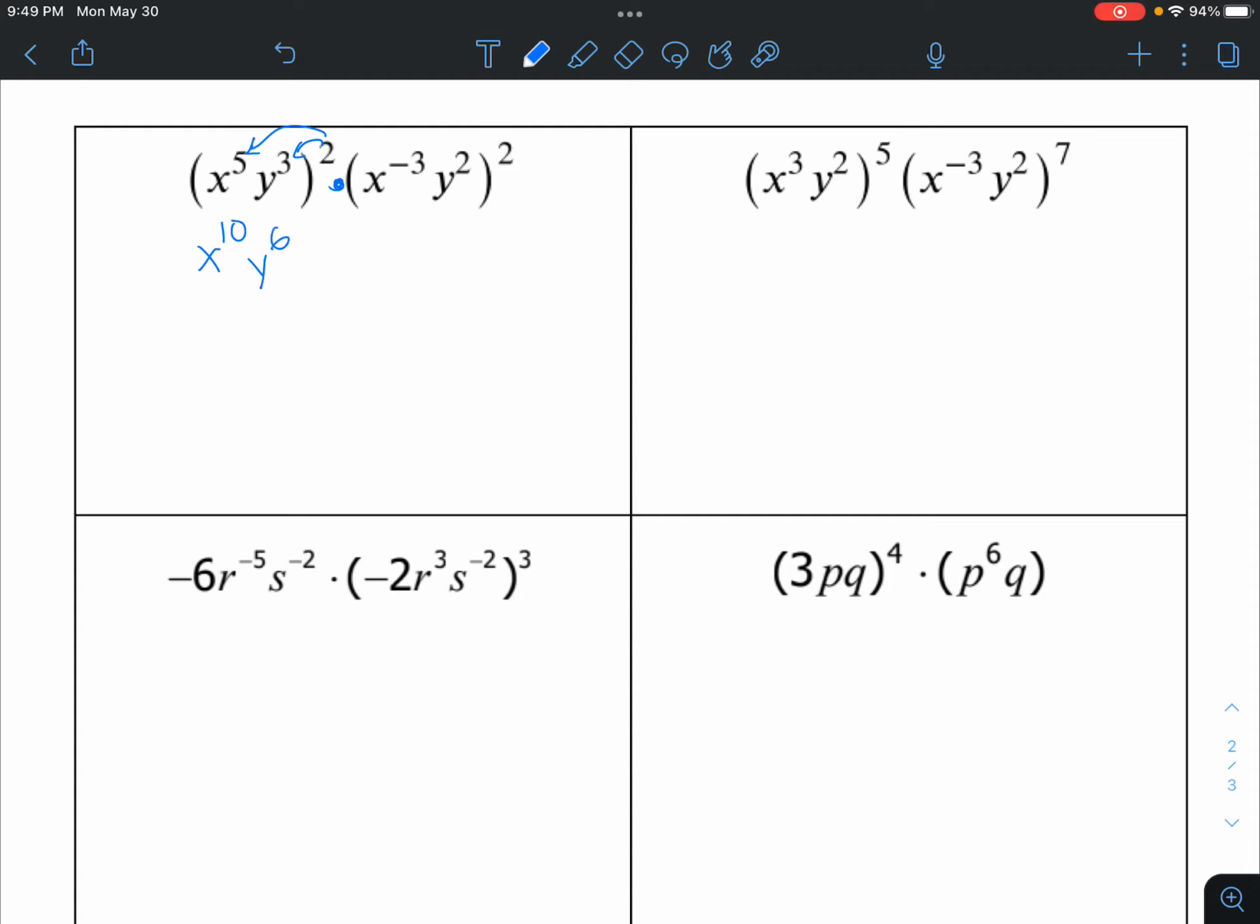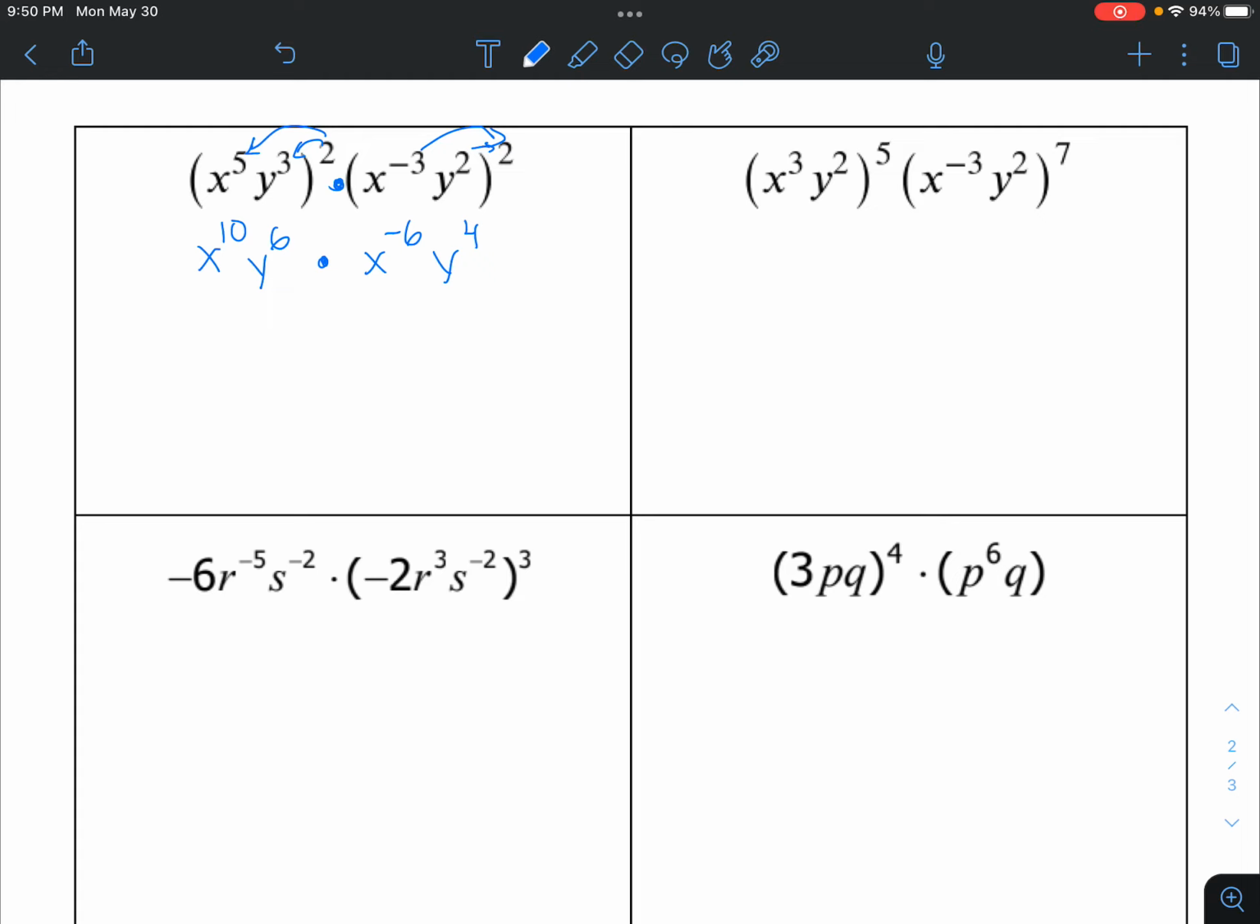Then we'll leave our multiplication symbol, and we'll do the same for the other side. X, negative 3 times 2 is negative 6. Y, 2 times 2 is 4. Now, normally after we apply our power rule, we're finished. Except now, I can use a different rule. I meant our power rule, sorry.